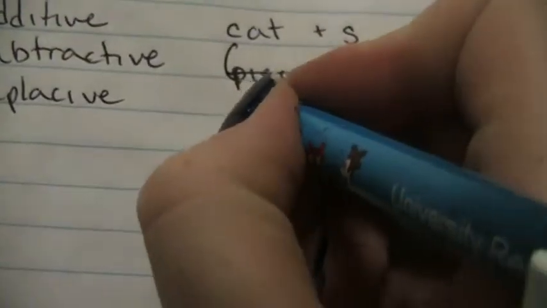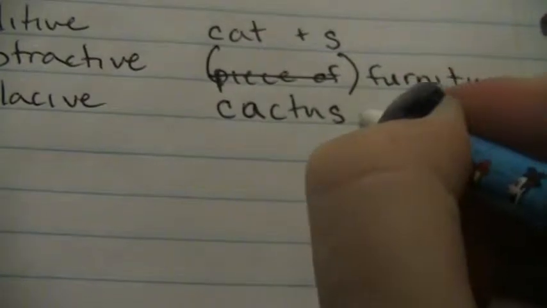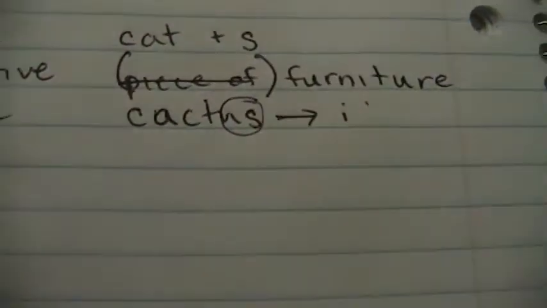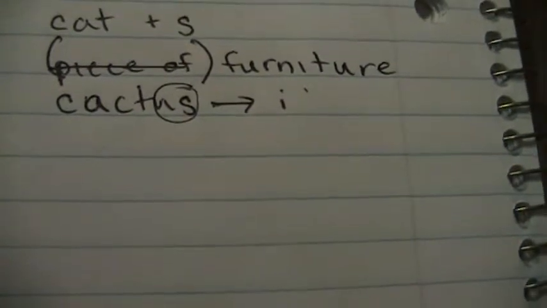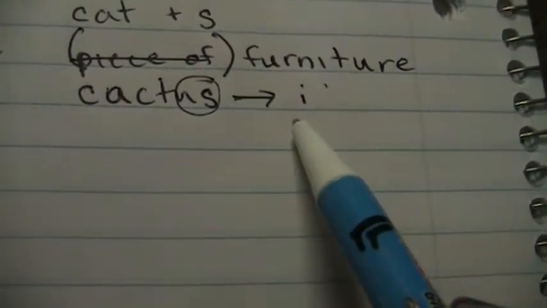Replacive is when a word or part of a word is replaced by something else. In this case, cactus, the end of the word cactus, is replaced with a completely different sound.